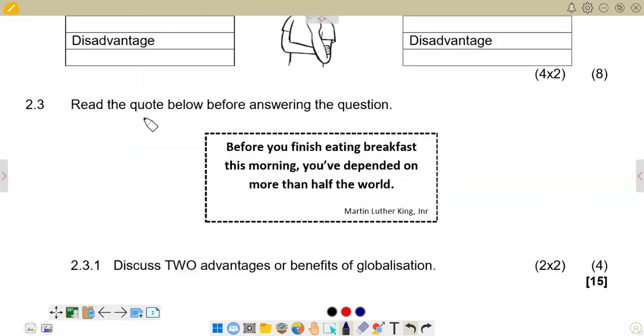Let's go back to our question to see exactly. The question is requiring us to raise 2 points on benefits of globalization. So we can as well try to raise more points in terms of benefits of globalization.